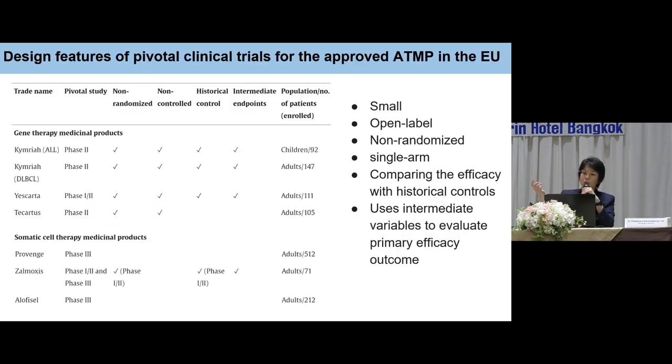I just want to show you, we talked about clinical trial phases from phase 1 to phase 3, and phase 3 usually involves thousands of patients. But I want to show you the pivotal clinical trials for ATMPs approved in the EU. Most of them got approved in an early phase, like phase 2, and they are not randomized, only single arm. There is no control, or some of them use historical control. The endpoints are intermediate endpoints, not hard endpoints. And the number of enrolled patients is just a few hundred, much lower than traditional trials. Why is that?